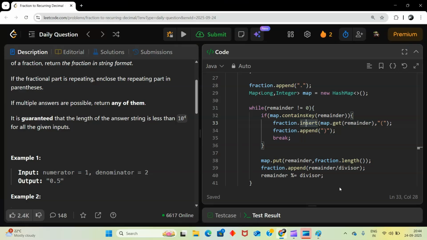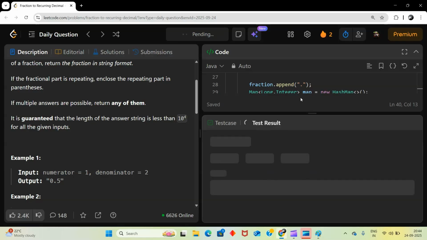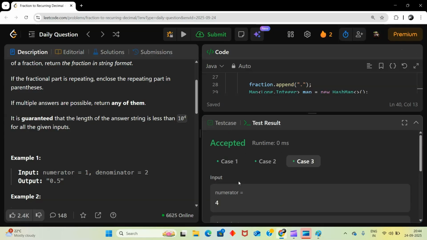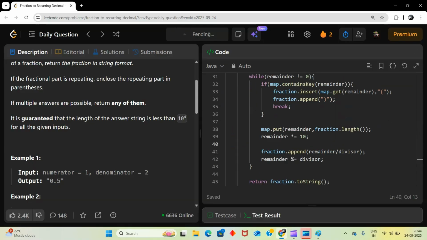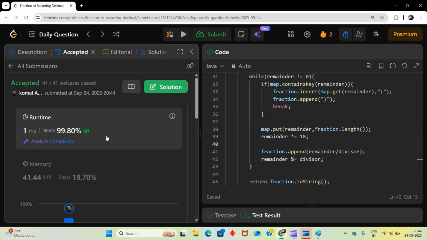So the step we missed is remainder *= 10. We have to multiply by 10 to add a 0. Now let's run this. Then only we will get it right. Every time we have to do this, and that is why it was showing the zeros. Yes, now we can see it is giving the correct answer. Now let's submit this solution. Yes, you can see the solution is accepted.